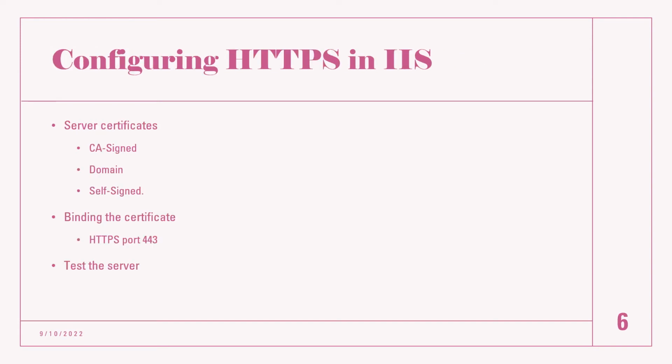Okay, so configuring HTTPS in IIS requires us to obtain a server certificate and bind it. Each web server has its own procedure for loading a certificate and binding it to a website. A certificate is a digital file that contains information about the identity of a server. It contains encryption techniques that are used to establish a secure channel to that server. So there are three types of certificates. There are CA signed, domain, and self-signed. For IIS, we'll be focusing on the self-signed certificates.